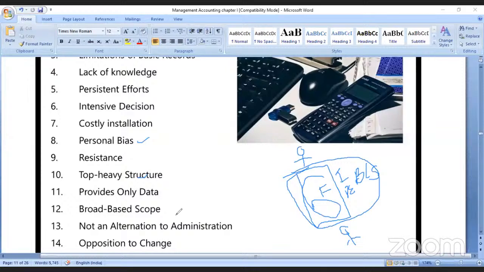It also has a broad-based scope, but we restricted it, very limited, and it is not an alternative to administration. Management accounting is not an alternative for administration. It is one kind of tool or technique, right? And people are always resistant to change, they oppose change, so they won't accept it. If we introduce a new technology in place of old technology, the management and the employees say that we will lose our job and we'll get low pay. So there are various oppositions to change also happening.